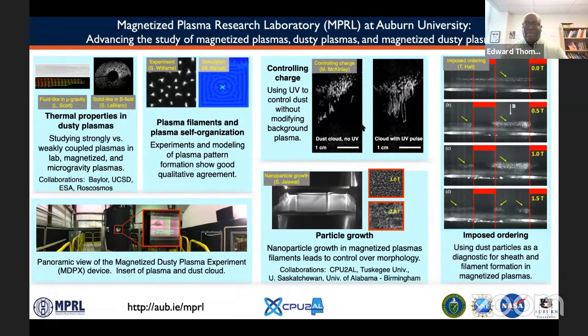We also look at charging and how we can control the charge in the system, and we've done a number of experiments with collaborators within and outside of CPU2AL on how nanoparticles get grown in the plasma, including some work by a former postdoc of mine, Serbi Jaiswal, looking at exactly what happened to these nanoparticles in strong magnetic fields. And so this is a really rich system that can study a whole variety of phenomena beyond just looking at the solid-like or liquid-like or gas-like properties.